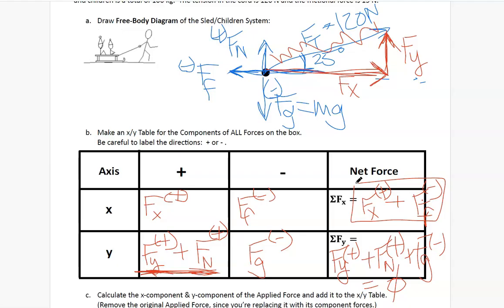There, we have to add these up, and if this is not zero, if it's something besides zero, there must be an acceleration, and that net force will be equal to the mass of the sled and the kids, which is 100 kilograms, times that acceleration that we don't know about right now. Okay.